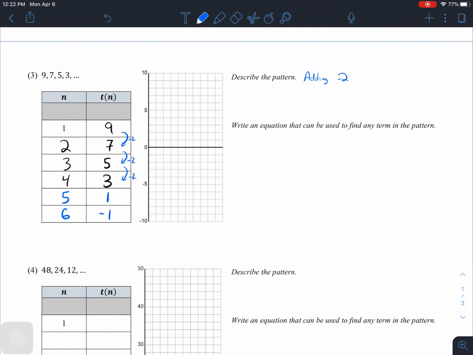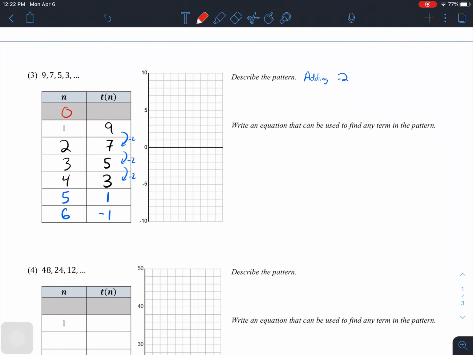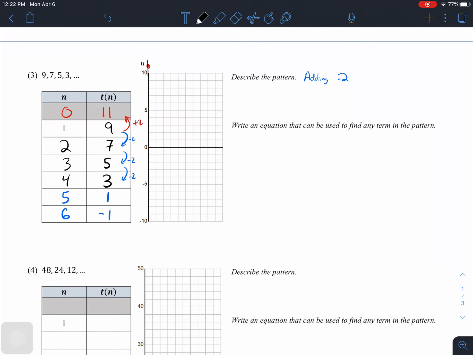So if I'm looking at this and I'm thinking about it, I can figure out my 0 term by going backwards. If subtracting 2 goes one direction, then adding 2 is going to go the other. My 0 term is 11. My 0 term is up here at 11 if I extend this up. And then, let's see, 1 I'm at 9, 2 I'm at 7, 3 I'm at 5.